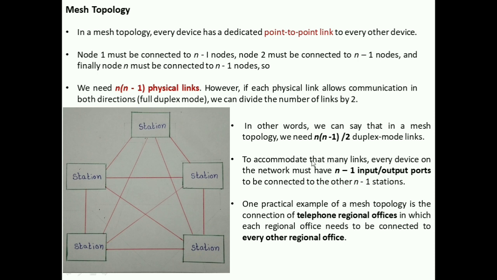To accommodate these many links, every device on this network must have n minus 1 input output ports. Here, this station or device has 1, 2, 3 and 4 input output ports. This station also has 1, 2, 3 and 4 input output ports. So we must have n minus 1 input output ports. A practical example of mesh topology is the connection of telephone regional offices, wherein each regional office needs to be connected to every other regional office. Here we use the concept of mesh topology.